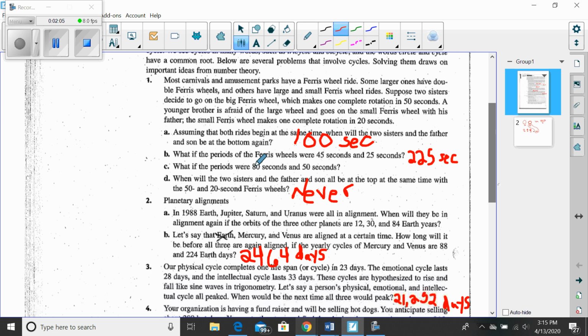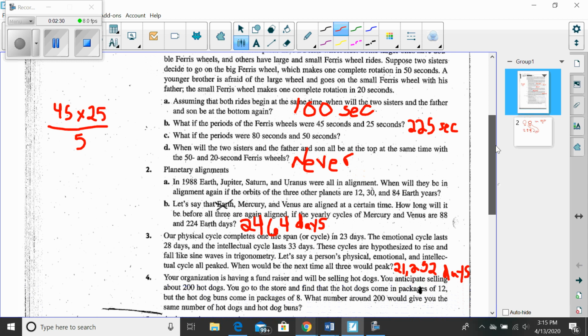So same idea here for letter B. In letter B, again finding an LCM, let's multiply 45 and 25 and divide by the GCF. The GCF would be 5. I know it would be 5 because 5 into this is 9, 5 into this is 5, and 9 and 5 are relatively prime. So I would do this to get 225.